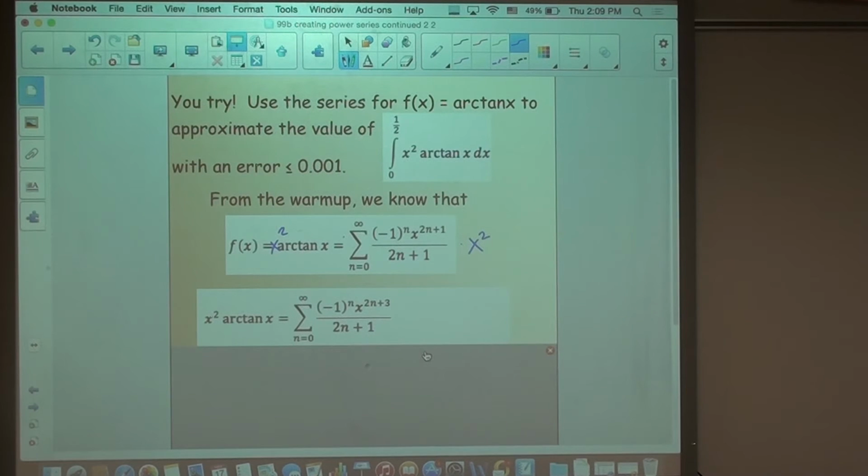Are we ever going to have some sums where it's not 0 for the second one? Not that I have seen. Okay.